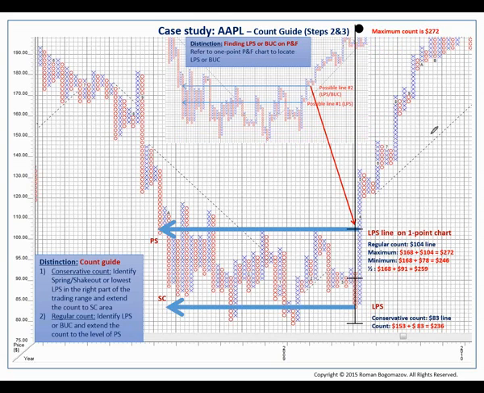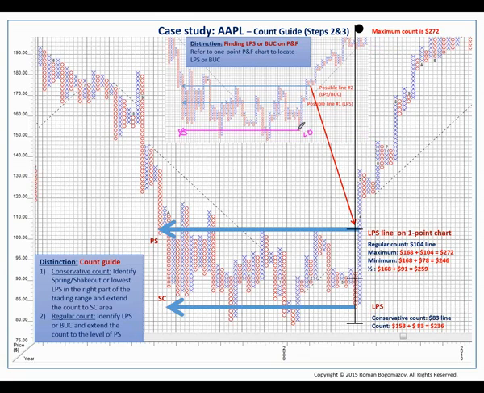Okay, let's come back to our count guide right here. So we've talked about identifying LPS and identifying a climactic action. And this is our most conservative count across the whole trading range. So we're not talking about the phase analysis yet. We're just taking the most conservative count possible for this trading range right here. Now, it's very easy to do it with this LPS right here. Why? Well, because this is a reaction right here. And we know that for accumulation, we have to start with the column that's going to go down.